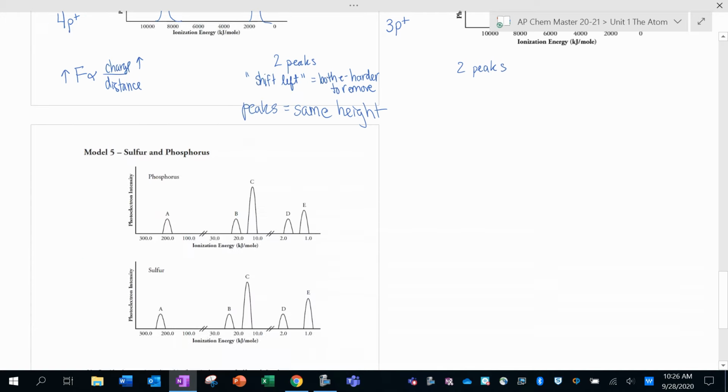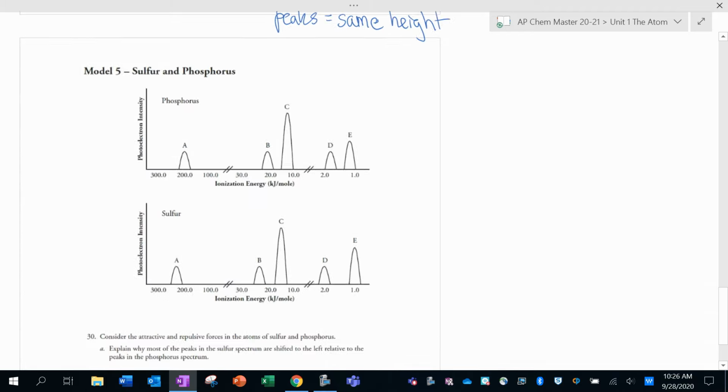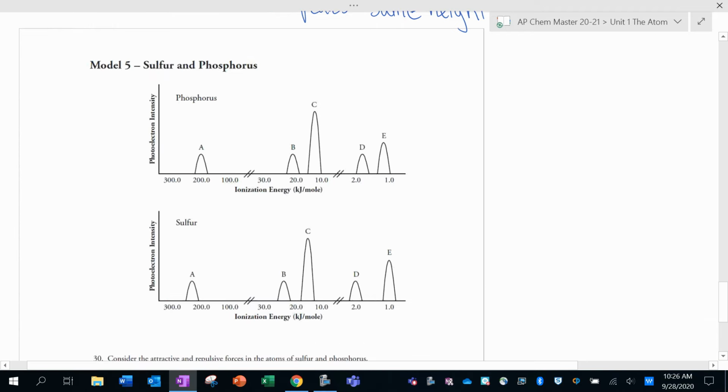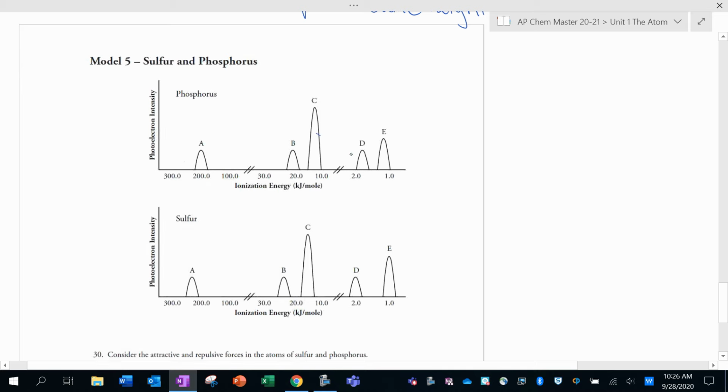Actually, let's go down here and look at one more here with sulfur and phosphorus. Notice in sulfur and phosphorus that we both have 1, 2, 3, 4, 5 peaks here. And that corresponds to 5 different locations. And these locations are subshells. And using what we know about electron configurations, we can actually label these. So the one with the highest ionization energy is going to be my one closest to the nucleus. That's going to be my 1s. And then my next closest is my 2s. And then I got my 2p.